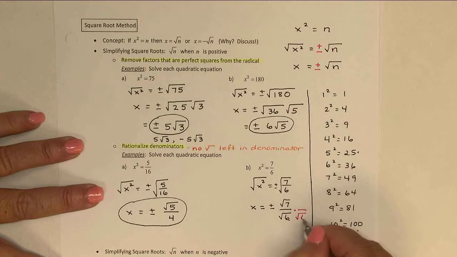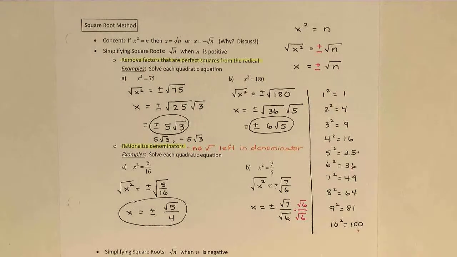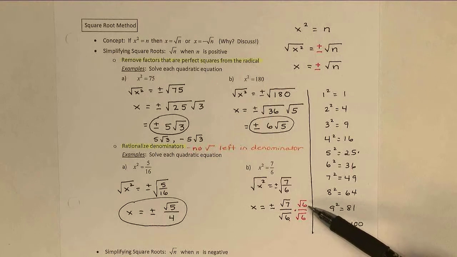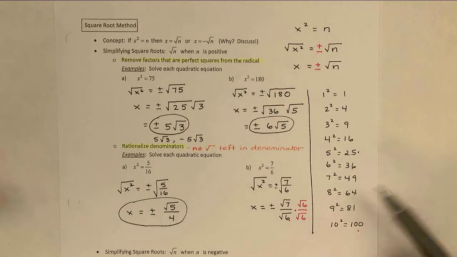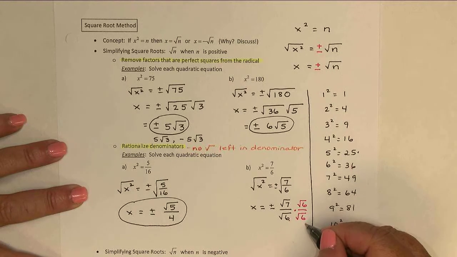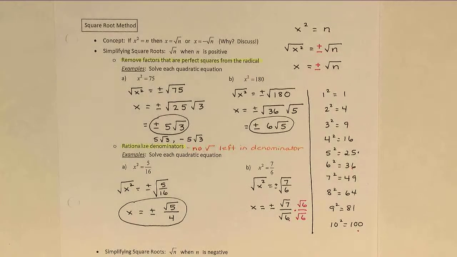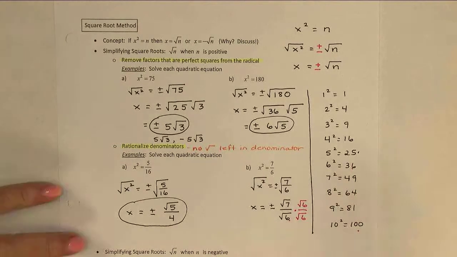I'm going to multiply by the square root of 6, top and bottom. Just a reminder, why is it that we have to multiply by both the top and the bottom? What I'm really doing is multiplying by a fraction that's equivalent to 1, right? Square root of 6 over square root of 6 is the same as 1. And multiplying by 1 doesn't change the value of my fraction. It's going to change the appearance, but I haven't changed the value.